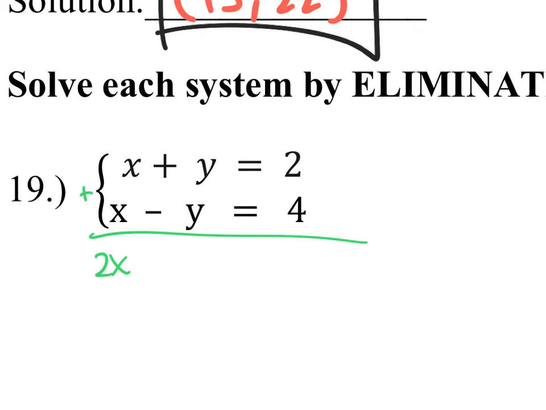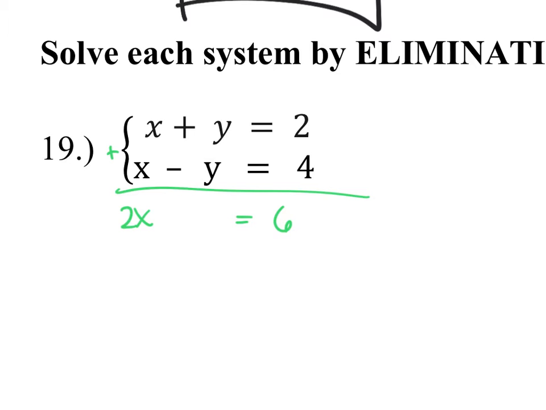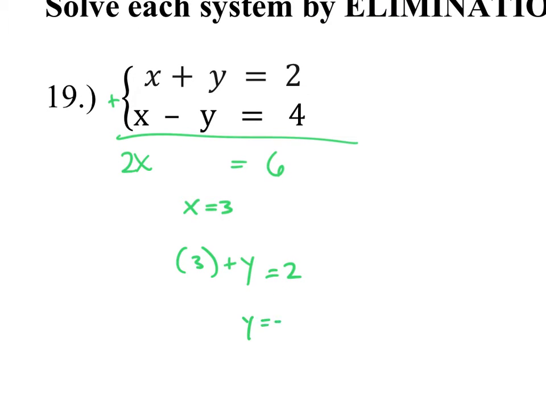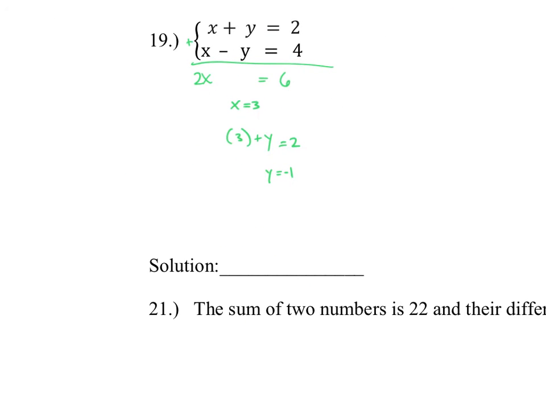So in this case, we'll get x plus x is 2x, positive y plus negative y is 0, equal to 6, and we'll get that x is equal to 3. And then you can go back into either equation to figure out what your other variable is. So when I subtract 3 from both sides, here we'll get that y is equal to negative 1.